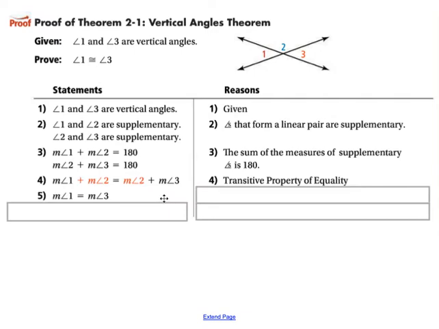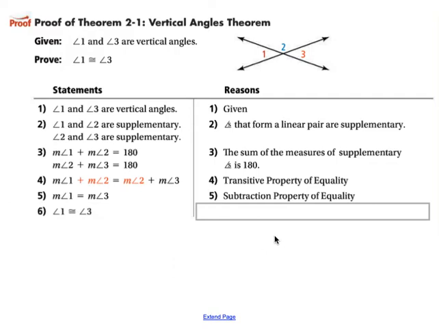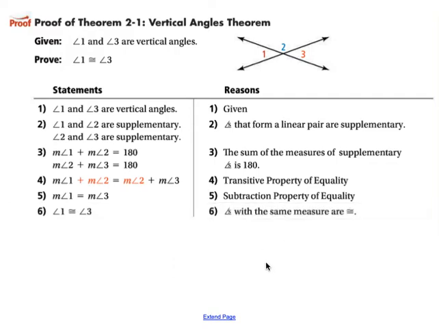So next we can say the measure of angle 1 is equal to the measure of angle 3, and that's just getting rid of the measure of angle 2, and that's subtraction. If we subtract that from both sides, then it's gone. So that's the subtraction property of equality. So lastly, we can say angle 1 is congruent to angle 3, because angles with the same measure are congruent. So that's kind of the process you're going to be going through.